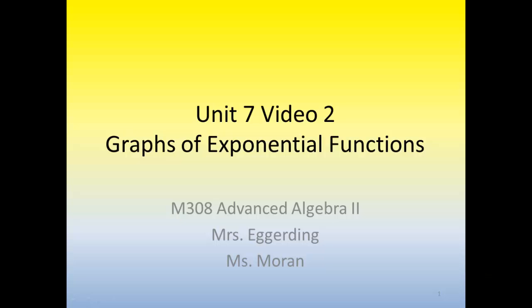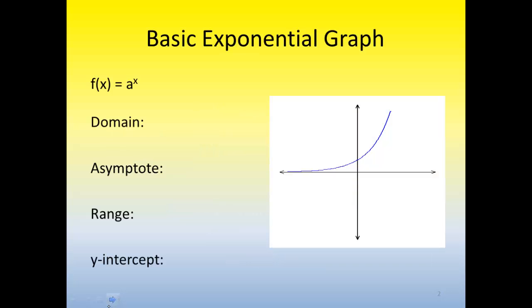You are watching video 2 of Unit 7, and we are going to introduce the graphs of exponential functions to you. First thing about the exponential graph that you should notice is yes, it does have a horizontal asymptote. The end behavior, as x goes to negative infinity out here, it does flatten out and give you a horizontal asymptote at y equals 0.